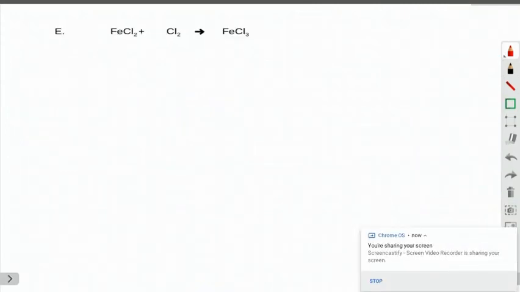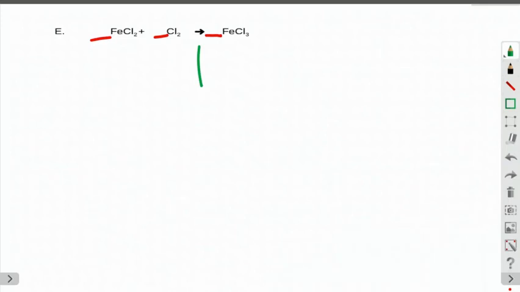So we're going to start the last example by doing the same thing. I'm going to add lines for the coefficients, split up the reactants and products, and look to see how many elements or atoms we have on each side. We have an Fe, a Cl, and then another Cl. I'm going to split these up just so you can see the total number of each. So we have 1 iron, we have 2 Cls in iron chloride, and then we have 2 Cls also on that second reactant.